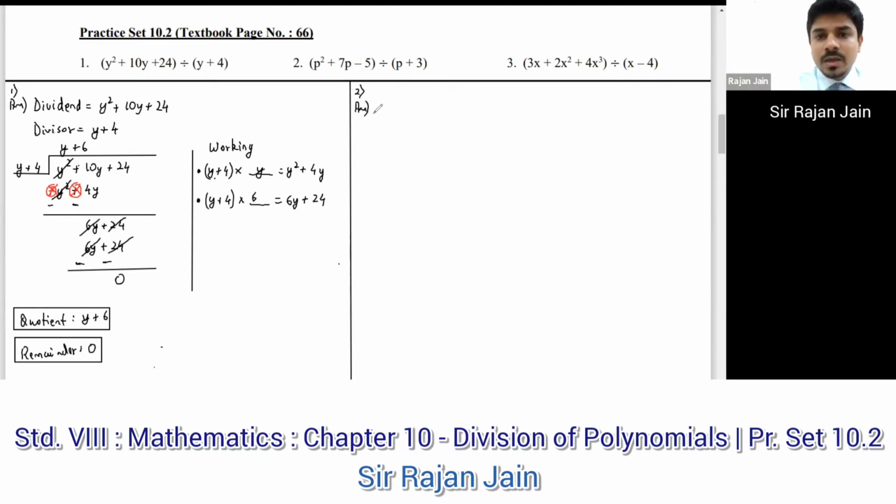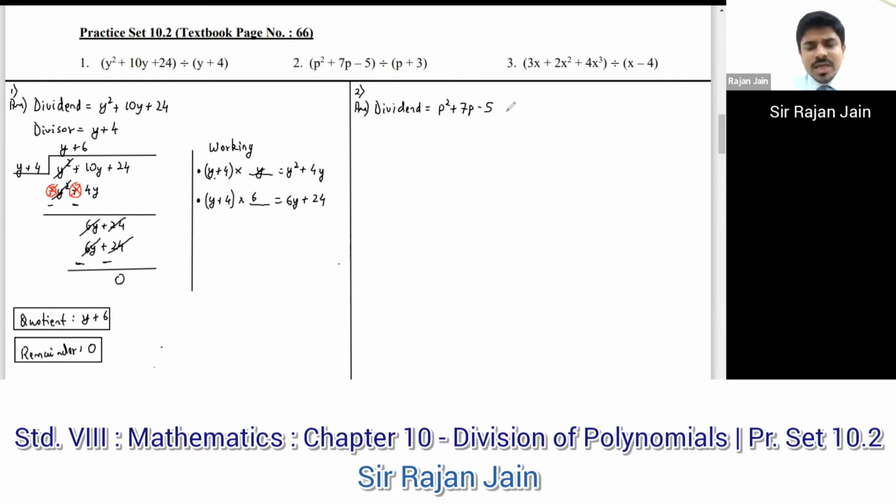Okay. सबसे पहले you write your dividend. Your dividend in this case is p square plus 7p minus 5. First, you need to check whether your dividend is in standard form and whether any missing terms are required or not required. Standard form, I start with my maximum index 2. 2 ke baad the index is 1 and then there is a constant term.